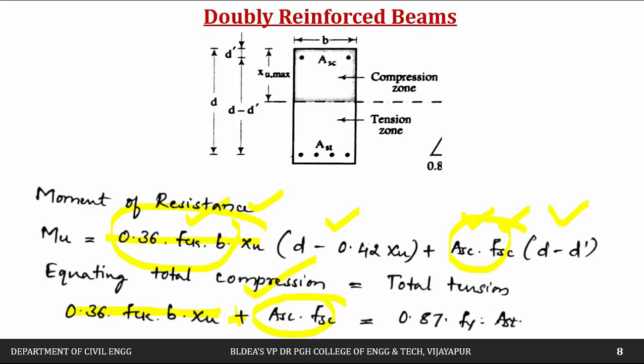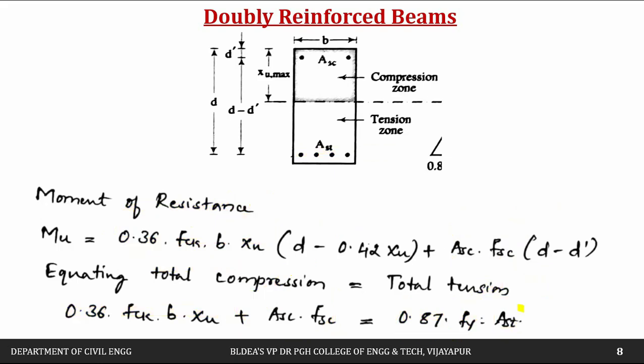Then next is the total tensile force. So the total tensile force due to the total tensile steel will be equal to 0.87 FY into AST, that is nothing but area of steel multiplied by stress. Here we have taken AST, which is nothing but the total tensile reinforcement, multiplied by the stress. If you equate these, you can calculate the value of XU. Then you can substitute it in the equation and calculate the moment resisting capacity of the section.